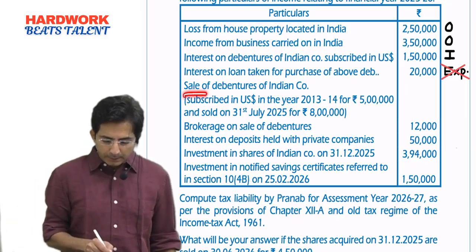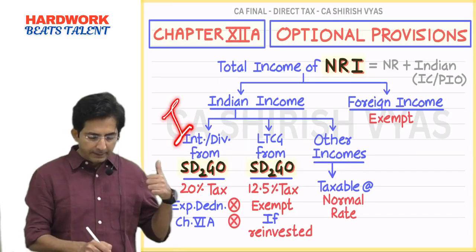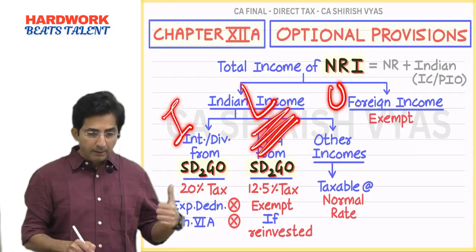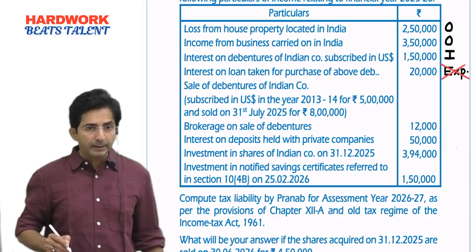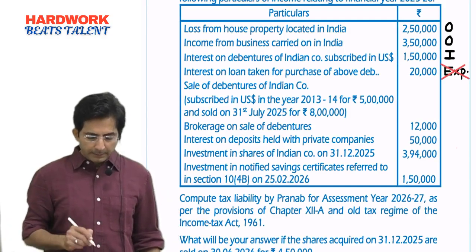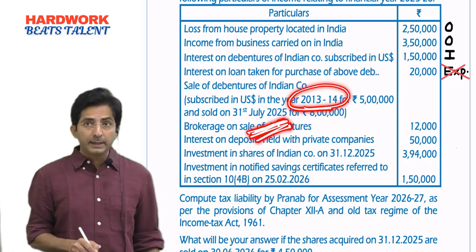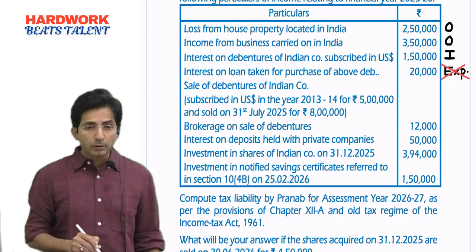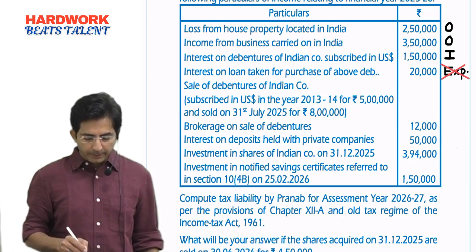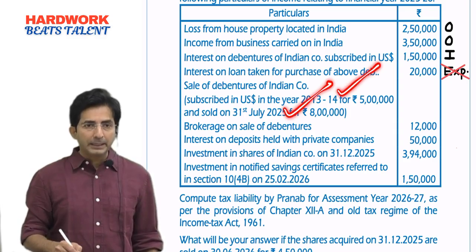Then there is sale of debentures. Sale of debentures means this is which income? Tell me, I, L or O? It will become L, long-term capital gain from SADGO. Because when you sell something, it will create capital gain. But is it long term? It is long term. See, we purchased the debenture in 13-14 and sold in 25. The period is more than 1 year. Why did I say 1 year? For listed security, short or long term is decided by 1 year. So it is a long term gain. And what is the amount of long term gain? The sale price is 8 lakhs, cost is 5 lakhs. So capital gain will be 3 lakhs.